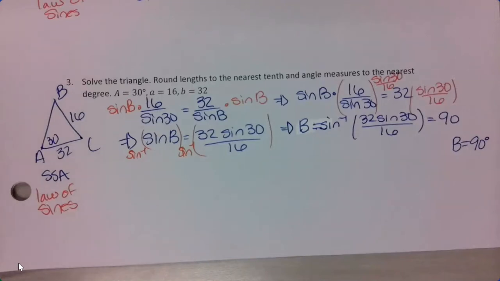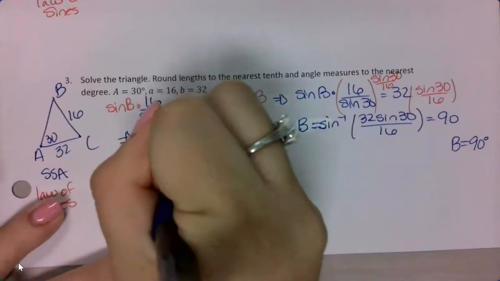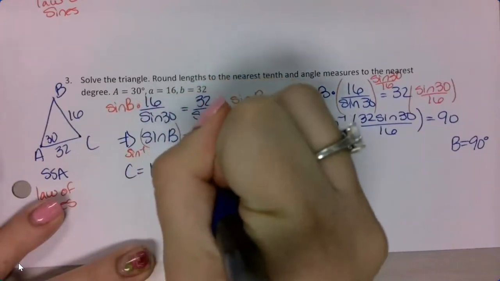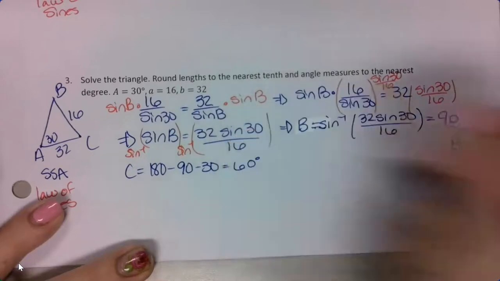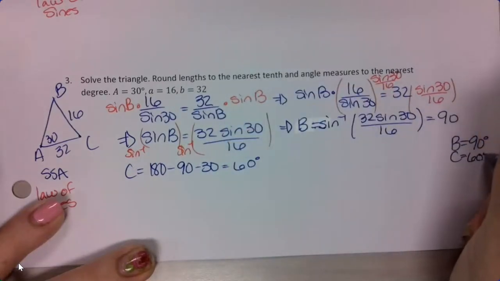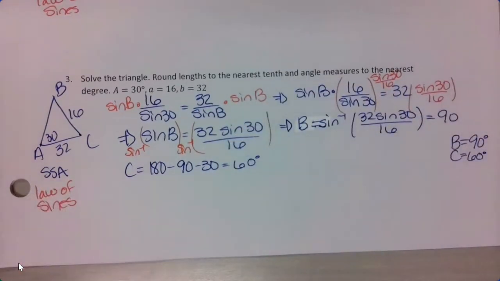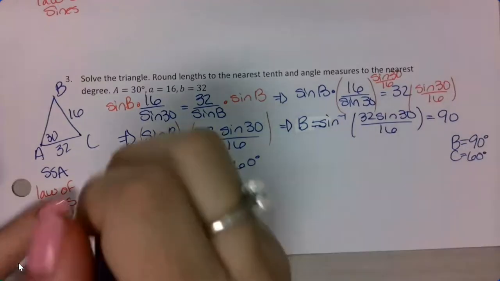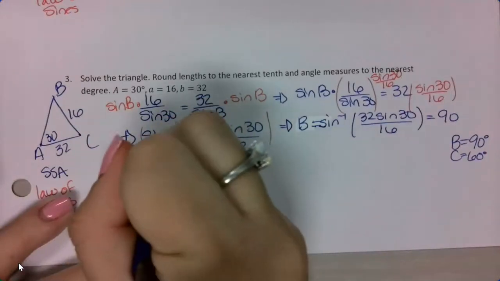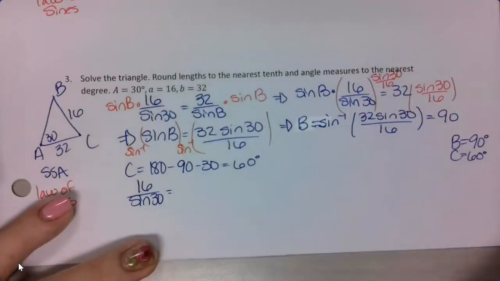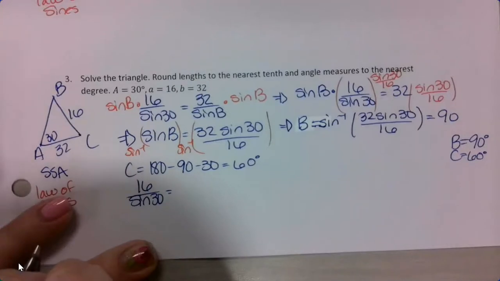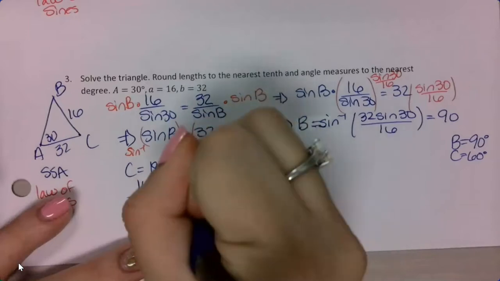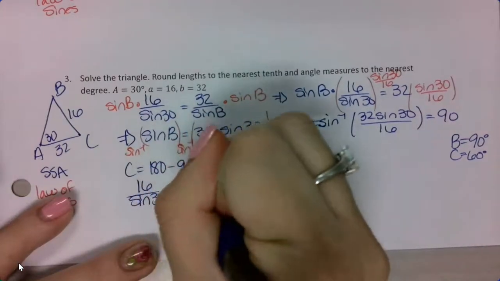Then I want to go ahead and solve for C. It's going to be 180 minus 90 minus 30, which is going to give me 60. Then I want to go ahead and get my side length for C. This is going to be 16 over sine of 30 equals my C length over sine of 60.